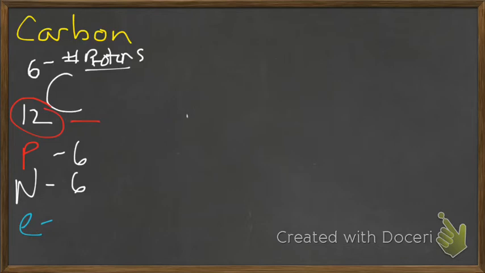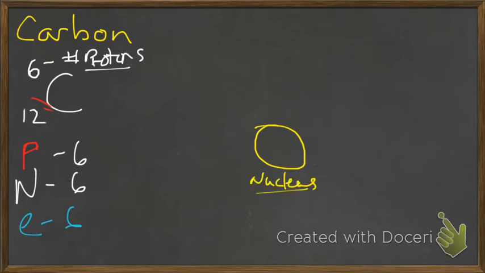We'll get rid of this stuff. Oh, I erased my P. Oh man, I gotta draw that again. There it is. So we know this is 6 as well, and 666, well, that's not good, but that's okay. In the middle, start off with our nucleus. In our nucleus, we have protons and neutrons. 6 and 6.